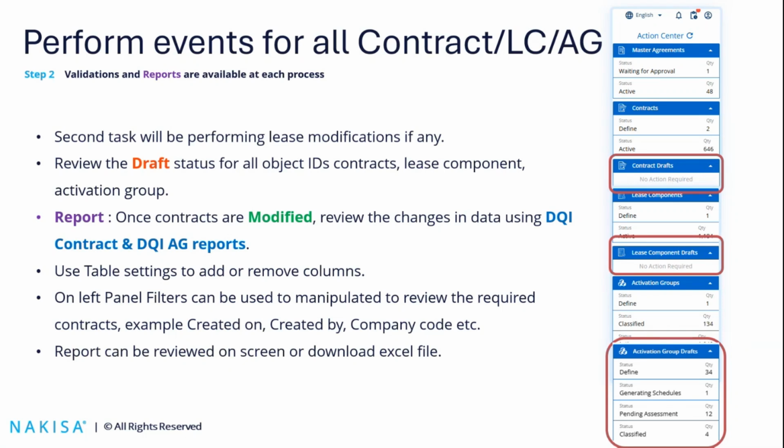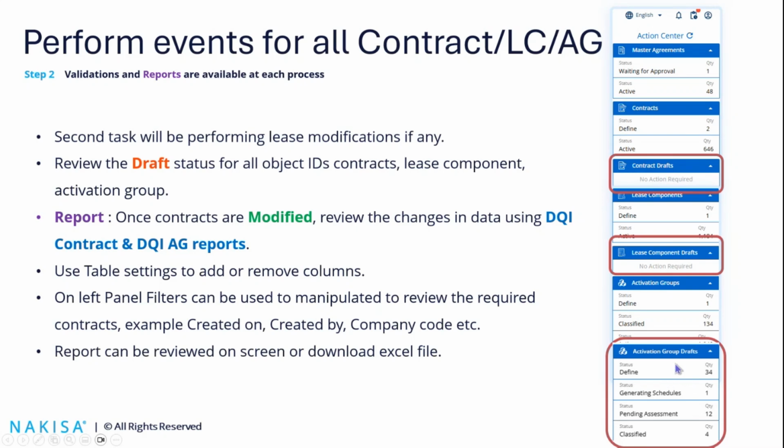The second task, as I said, will be to perform lease modifications or reassessments, if any. A user can come to the action center, as I had shown before, and see if they have any drafts. If they are doing modifications, that will create drafts, and we want to make sure that those drafts are merged with the active version, or they can delete the drafts if not required. As you can see, I don't have any contract drafts, I don't have any lease component drafts, but I do have many activation drafts.